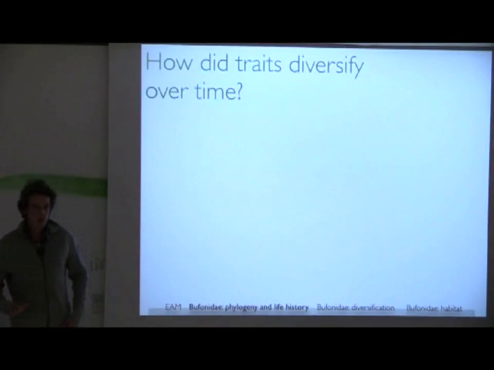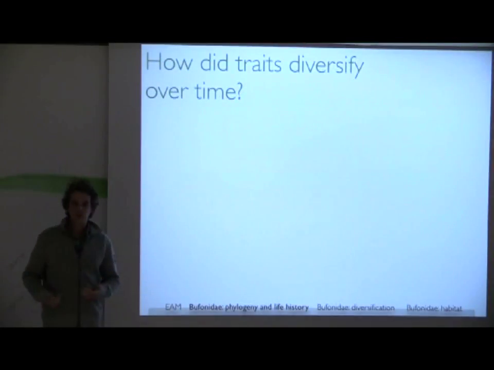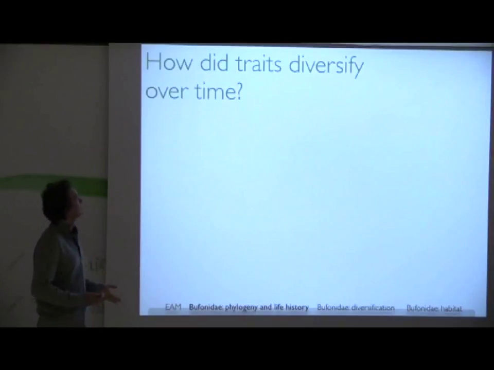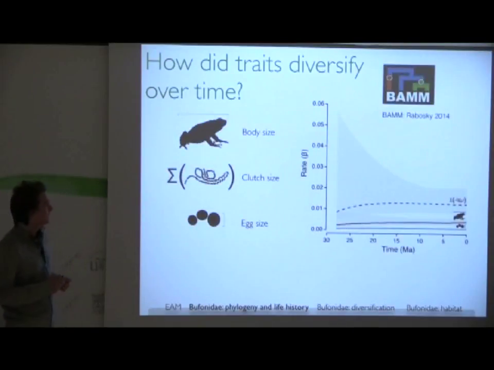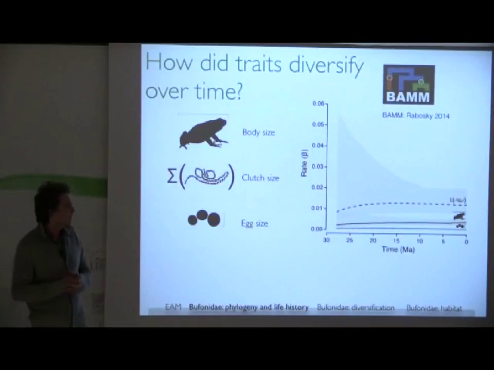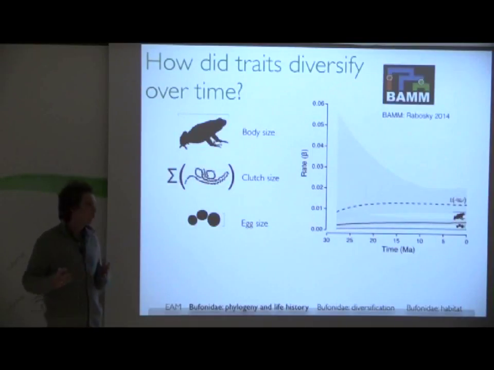So beyond that, we wanted to know, what's generating all of this diversity? I mean, where did this all come from? So we wanted to look at the rates of these traits over time. And there's a fairly new software called BAM that allows you to do some of this. So it estimates the rates per trait through time.